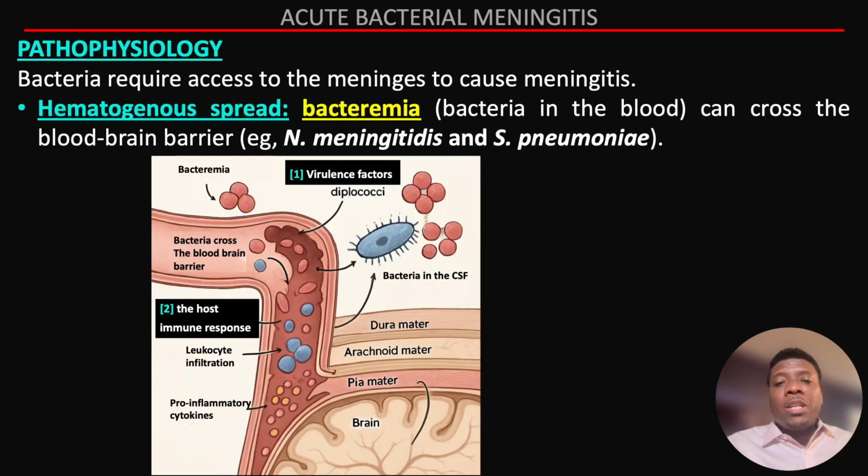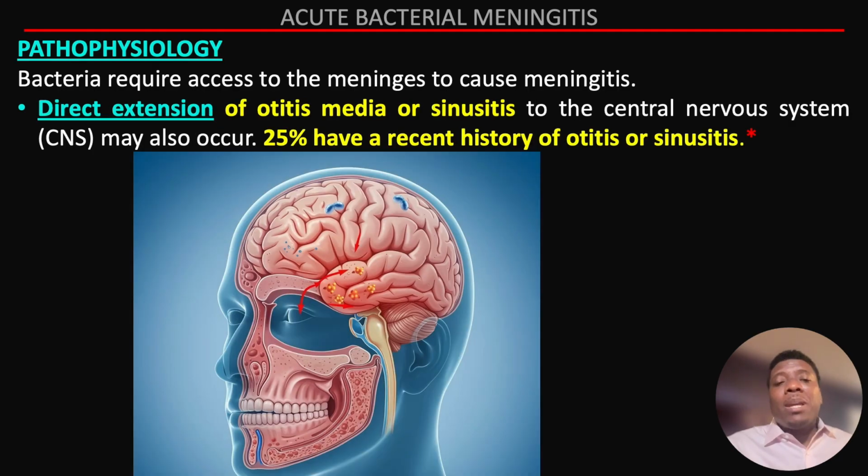In terms of the pathophysiology, one of the ways you can acquire meningitis is via hematogenous spread. If someone develops bacteremia or bacteria in the blood, that bacteria can gain access across the blood-brain barrier, resulting in meningitis, especially Neisseria and Streptococcus pneumoniae. The other way you can acquire meningitis is via direct extension. So for patients that may have otitis media or sinusitis, that could result in direct extension into the central nervous system. As a matter of fact, about 25% of patients may have a recent history of either otitis or sinusitis in their history.